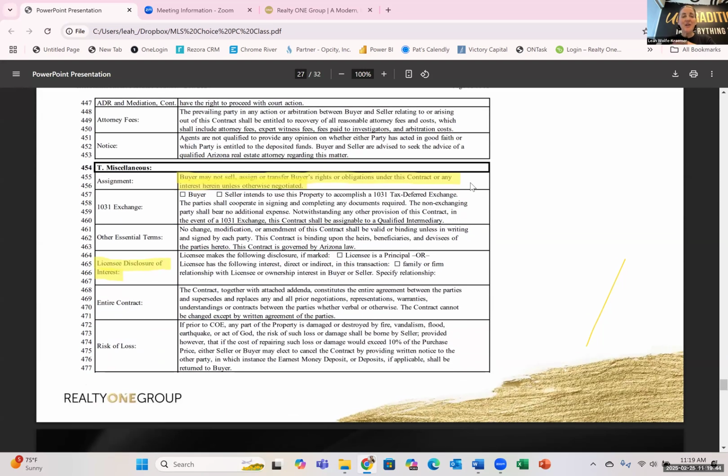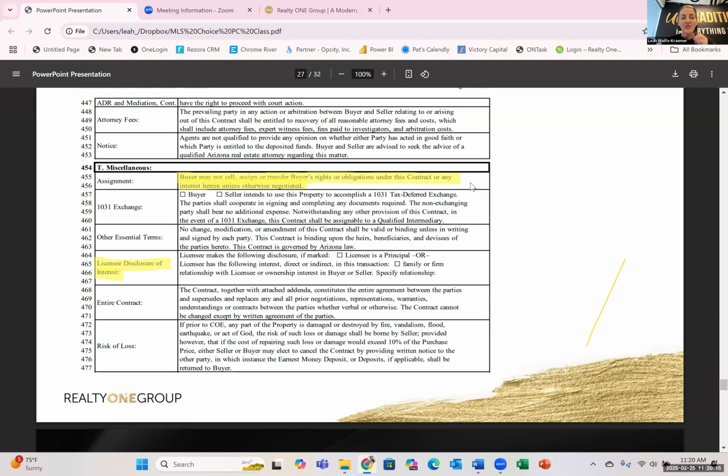Assignment, I like that this is spelled out. So buyer may not sell, assign, or transfer buyer's rights or obligations under this contract or any interest herein unless otherwise negotiated. So again, if you're a non-member and you're submitting this offer and your buyer wants to assign, you may wish to remove that clause. But I think for most of us, we're like, excellent, we agree. You shouldn't be able to assign without permission. You shouldn't be able to hand your contract rights over to another buyer without an addendum and permission from the seller. So just an addition, like I said, that I liked.